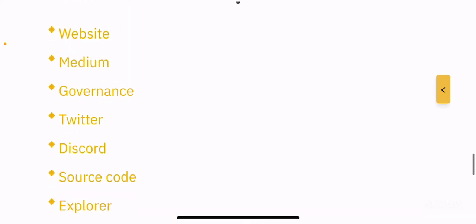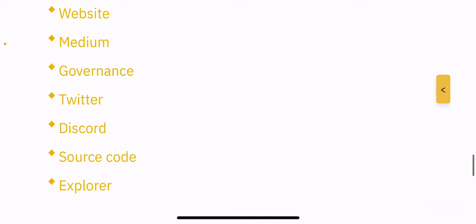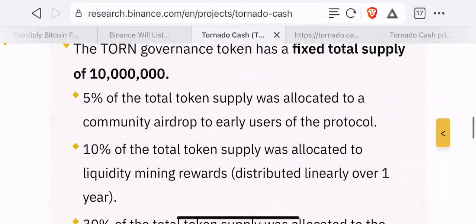Again, Binance has provided a really good overview of Tornado Cash. It may not be easily understandable for everyone, but you can still access the information from official sources, either through Binance's research page, which is the best place to get all this information condensed together, or you can search on Google or find the links to the project itself from CoinGecko or CoinMarketCap, right? So that's it for Tornado Cash.